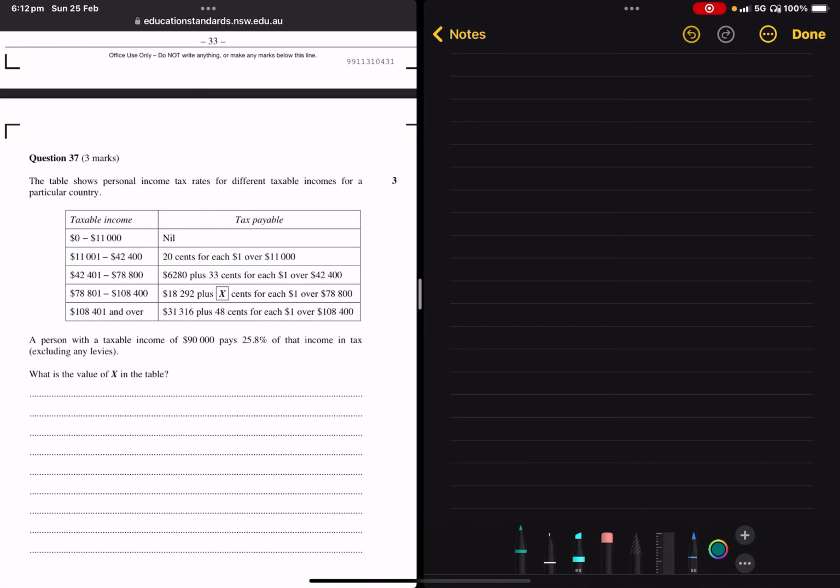Okay, so we're going to take a look at a question from the 2023 HSC Standard 2 Maths paper. So this is question 37. We're told the table shows personal income tax rates for different taxable incomes for a particular country. A person with a taxable income of $90,000 pays 25.8% of that income in tax. What is the value of X in the table?